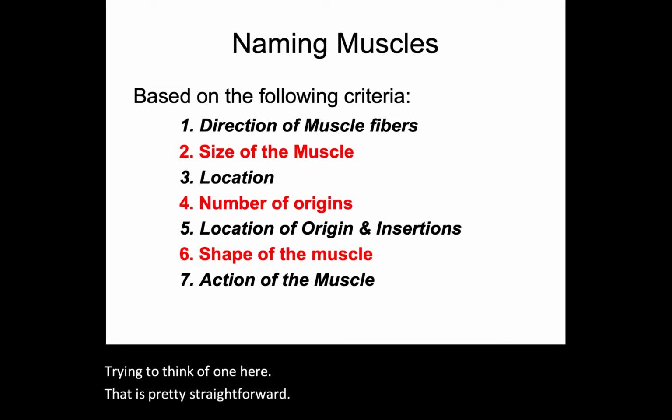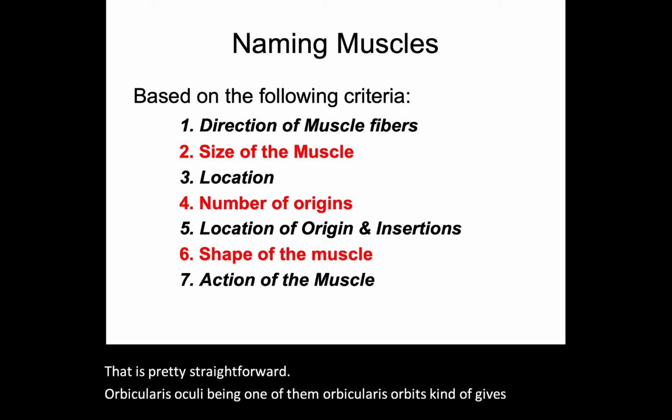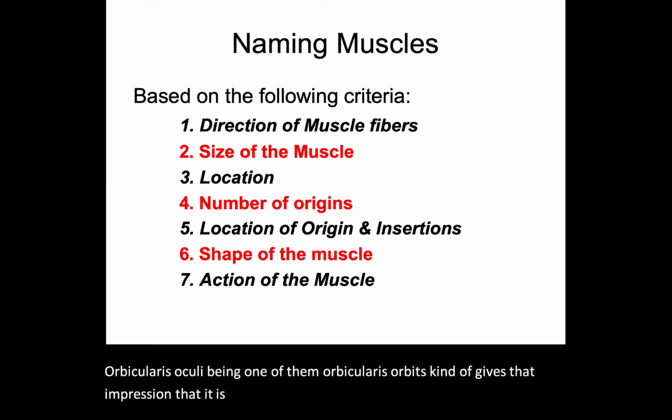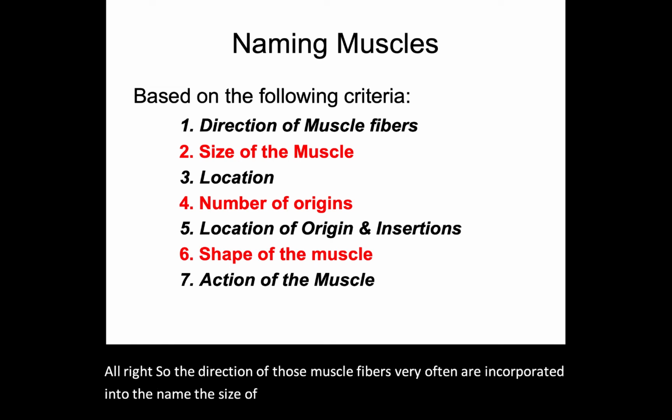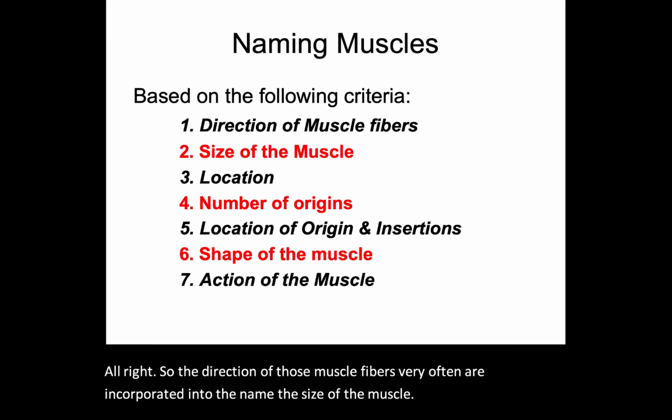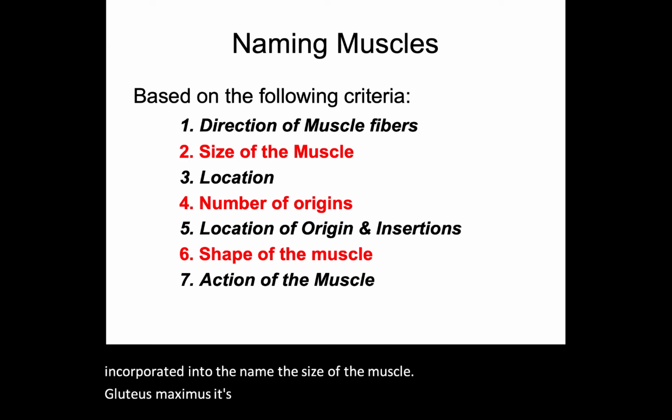Orbicularis oculi, all right, being one of them. Orbicularis orbits kind of gives that impression that it is a circular muscle. So the direction of those muscle fibers very often are incorporated into the name. The size of the muscle, all right, gluteus maximus, it's a large muscle.